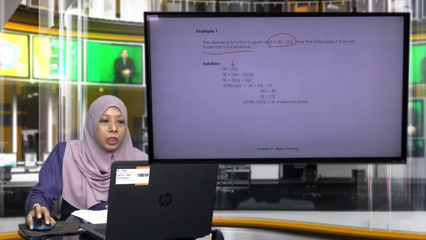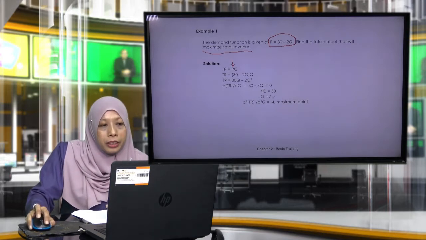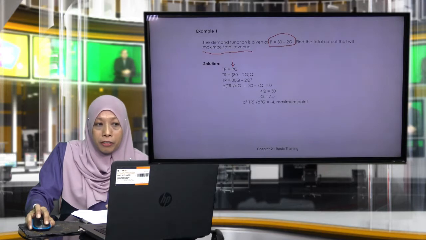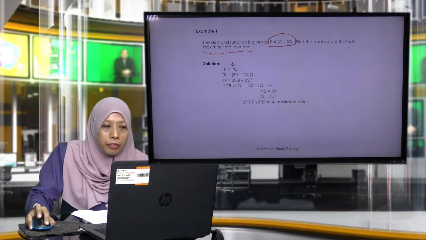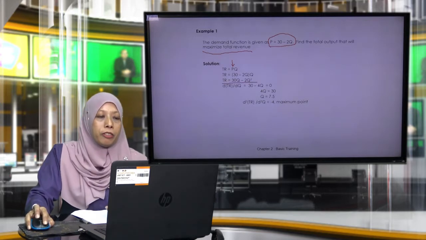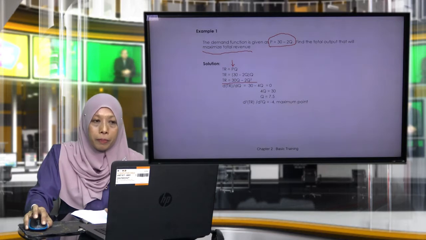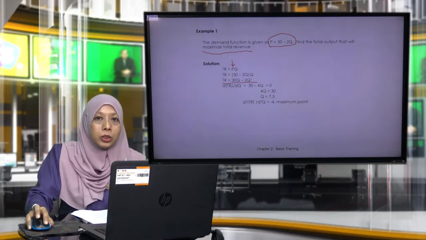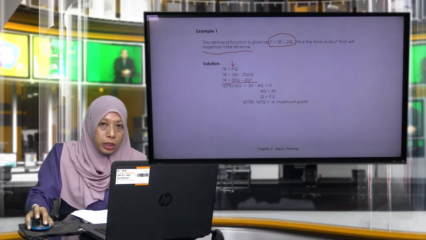So that's why we have 30 minus 2Q, that's your P function, and then multiply it by Q. So what you need to do is simply cross multiply. So 30 times Q will give you 30Q, minus 2Q times Q will give you 2Q squared. So now you have your total revenue function. So let's go back to the problem. You want to maximize total revenue. So what do you need to do?